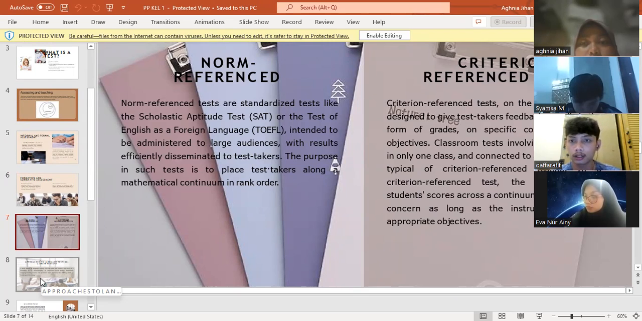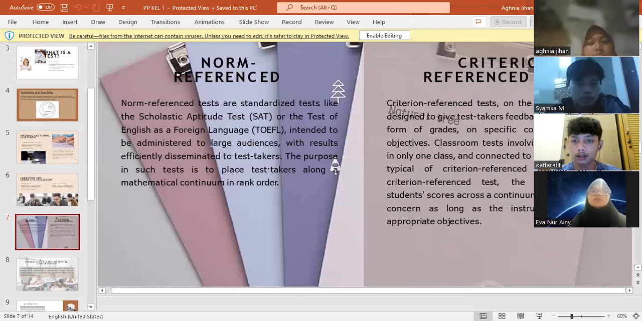So criterion reference tests, on the other hand, are designed to give test takers feedback, usually in the form of grades, on specific course or lesson objectives. Classroom tests involving the students in only one class and connected to a curriculum are typical of criterion reference testing. In a criterion reference test, the distribution of students' scores across a continuum may be of little concern as long as the instrument assesses appropriate objectives.